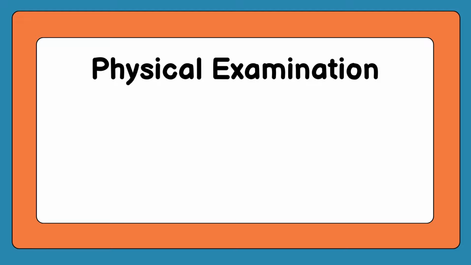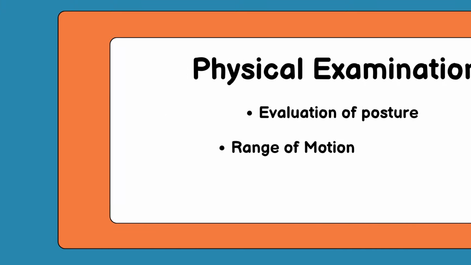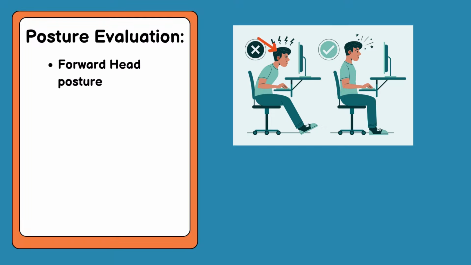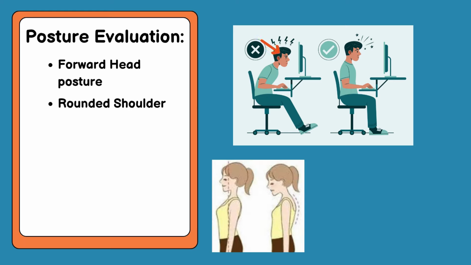Physical examination mainly includes two major components: evaluation of posture and range of motion assessment. Cervicalgia is associated with various posture issues that contribute to its development or exacerbation, which includes forward head posture, also known as text neck, rounded shoulders, that is, shoulders roll forward and inward, causing the upper back to hunch and the chest to collapse. Thoracic kyphosis, commonly referred to as a hunchback.